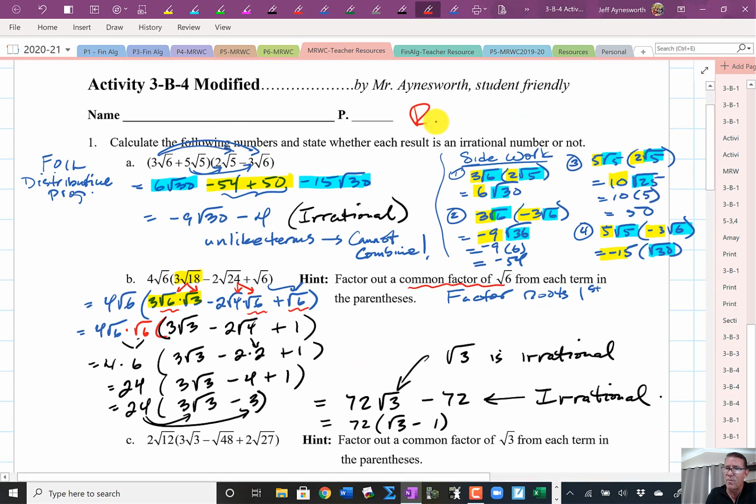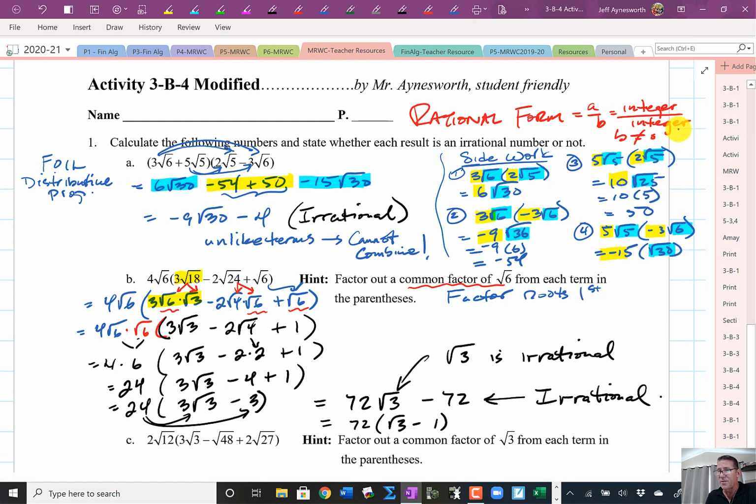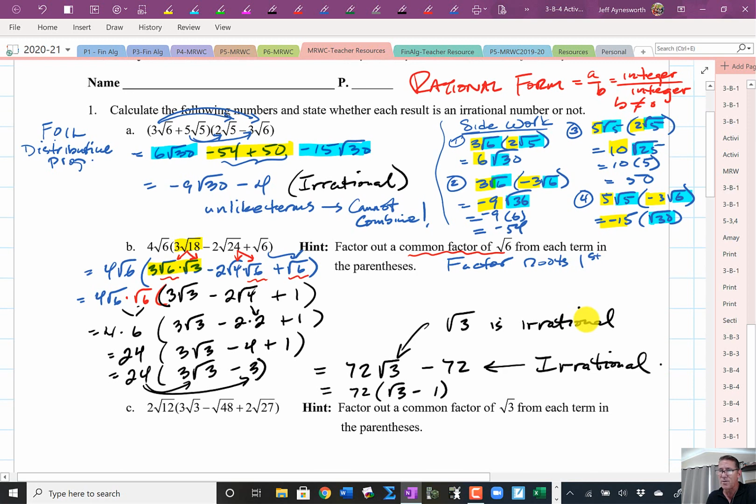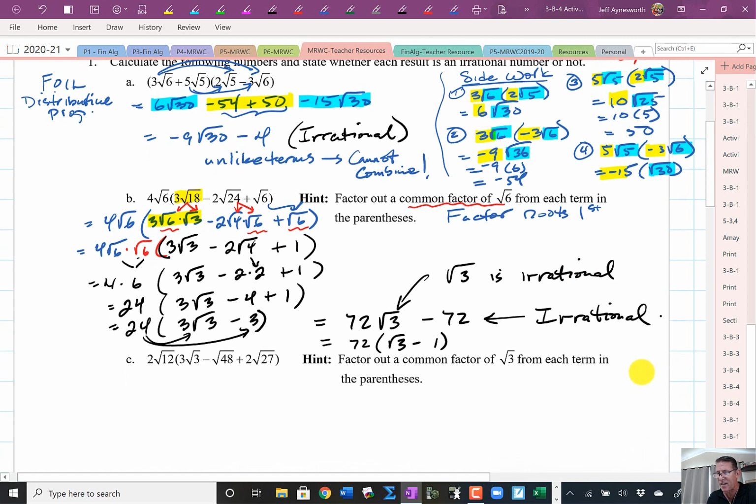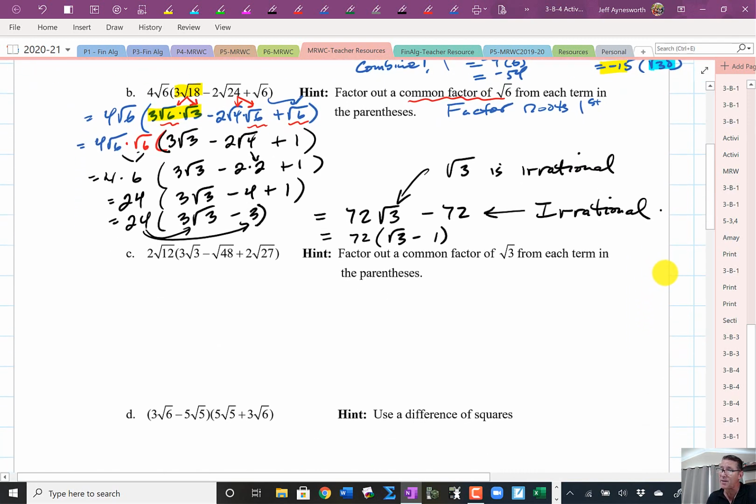In fact, let me just remind you. Rational form, this is from section 2, is equal to a over b, where you have an integer divided by another integer, where the denominator is not 0. And because root 30 and root 3 and root 2 and all those things can't be expressed as a ratio of two integers, obviously it's not rational. It's a non-terminating and non-repeating decimal. That's another way to think about it too. You enter in root 3 on a calculator, you're going to get a non-repeating, non-terminating decimal.